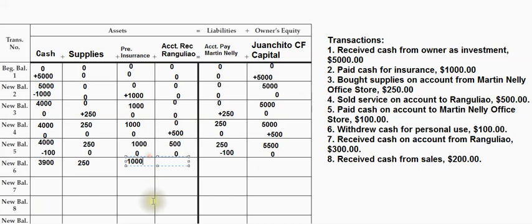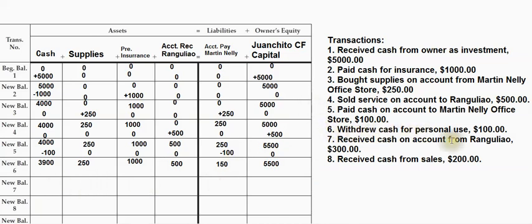And accounts receivable stays the same. Oh, he hasn't paid me yet. Okay, and Martinelli, I owe him less money, right? From 250, it becomes 150 because I pay him $100. Now here, my capital is still $5,500. Okay, very good.